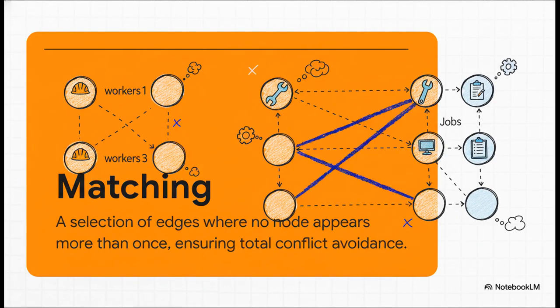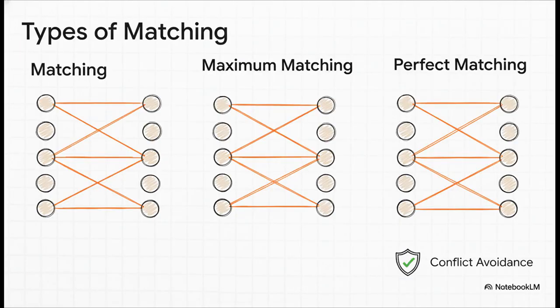Okay, so now that we have our map, matching is just us choosing a set of those connecting lines. But here's the absolute critical rule. Each dot, each node, can only be part of one chosen line. This is how we guarantee zero conflicts. A worker can only take one job at a time, and a job can only be filled by one worker. Simple as that. And there are different flavors of this. Any valid set of pairs is a matching. But what we're usually hunting for is the maximum matching, the absolute biggest number of pairs we can possibly make. Now, the Holy Grail, that's a perfect matching, where every single node on both sides finds a partner. But in every case, the goal is exactly the same: total conflict avoidance.